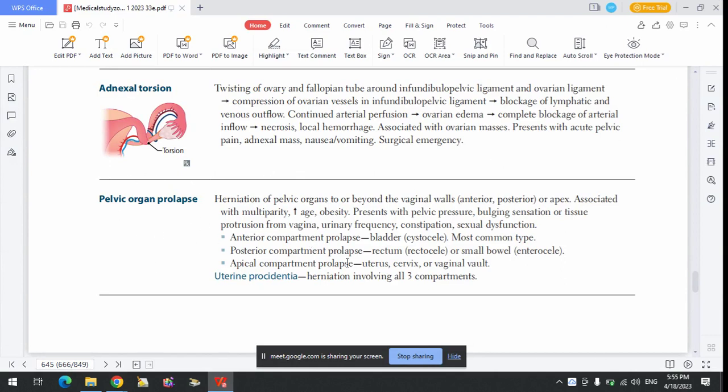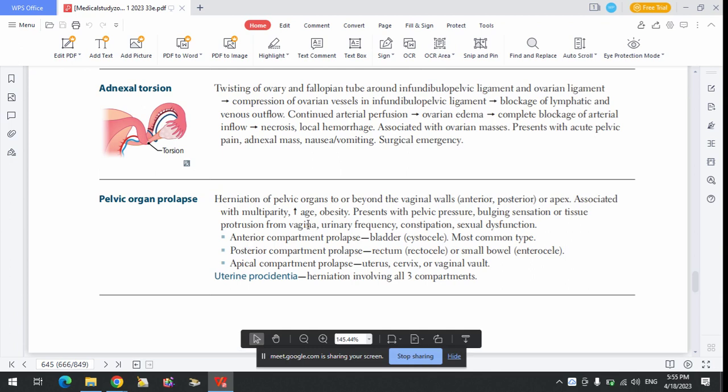Now, what causes or predisposes to pelvic organ prolapse? Normally, what supports the pelvic structures is your pelvic floor, your pelvic diaphragm. When those muscles weaken, all your pelvic structures descend downwards. What can cause weakening of the pelvic diaphragm? Multiparity. Too much childbearing, carrying pregnancy for a long time, weakens the pelvic muscles, and the person can have pelvic organ prolapse.